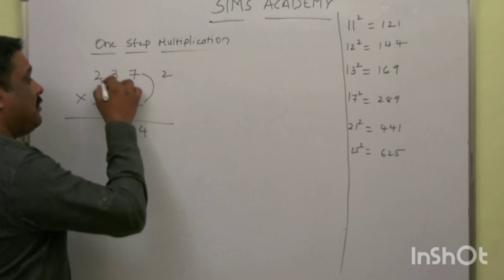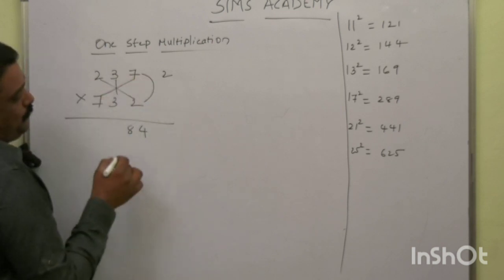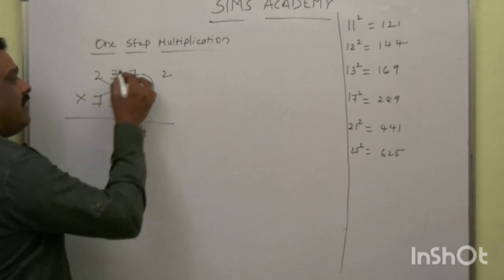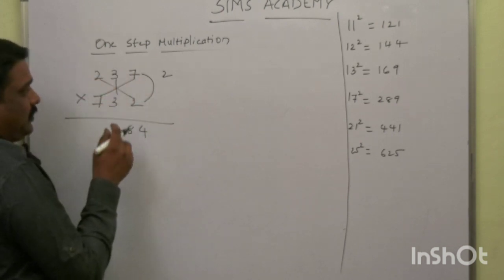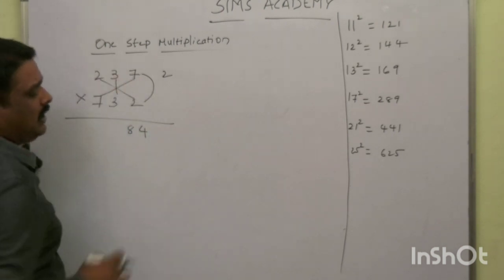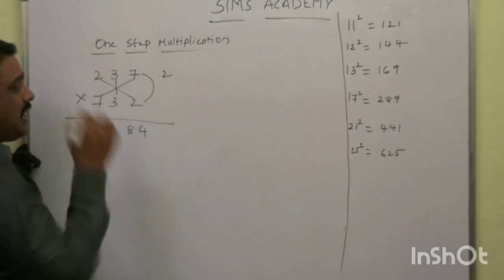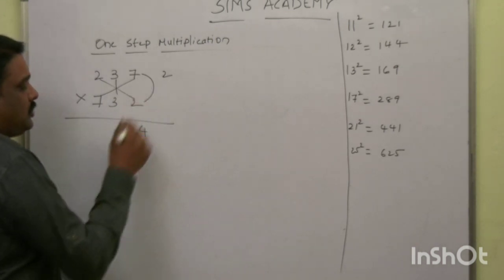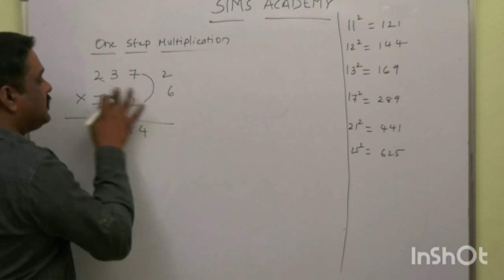Now with 3 numbers, this first to last, middle. 2 twos 4, 7 sevens 49, 3 threes 9. 4 plus 49 it is 53. 53 plus 9 it is 62. 62 plus 2, 64. Now coming to these 2 digits.